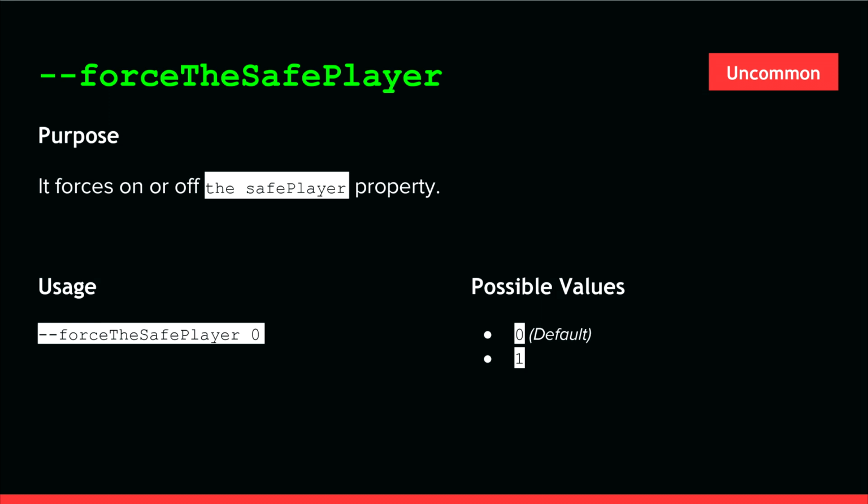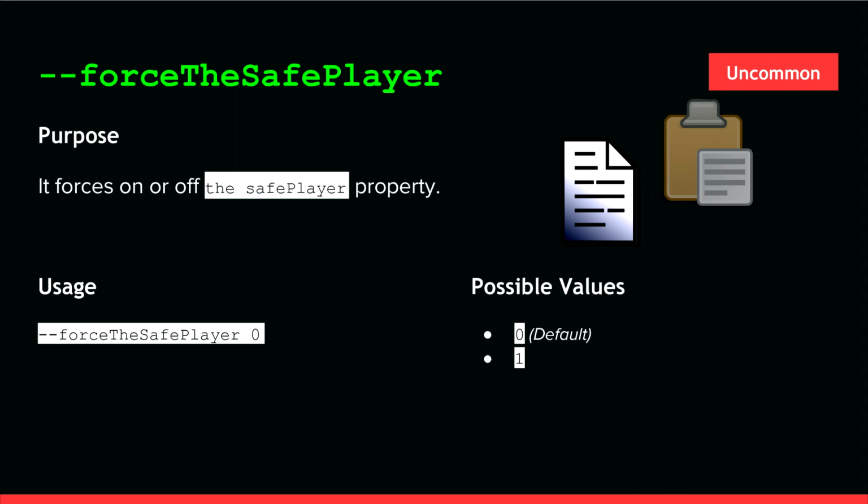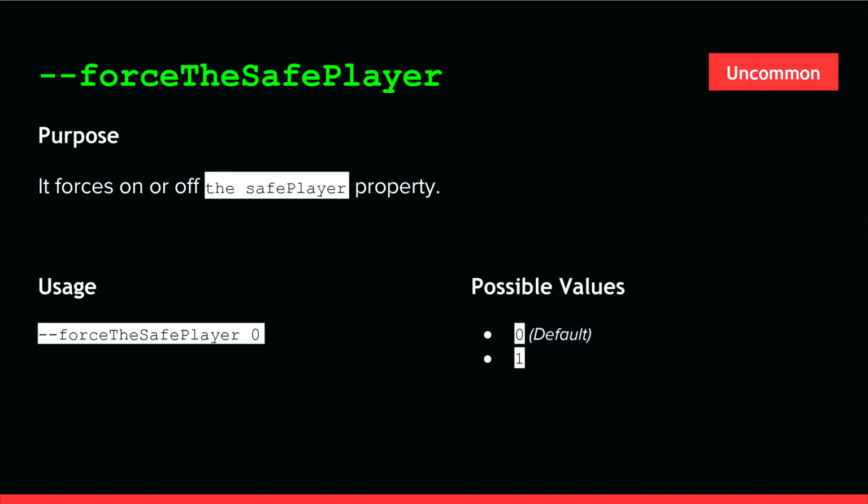In a similar vein, -- force the safe player forces on or off the safe player property. If set to 1, this disables a number of quote-unquote unsafe functionalities of Director, such as the ability to edit files or copy to the clipboard. Forcing this to 0 will leave it permanently off. If you wish to force this to 1 for whatever reason, you should use this argument last, as it will also prevent the other arguments from working.